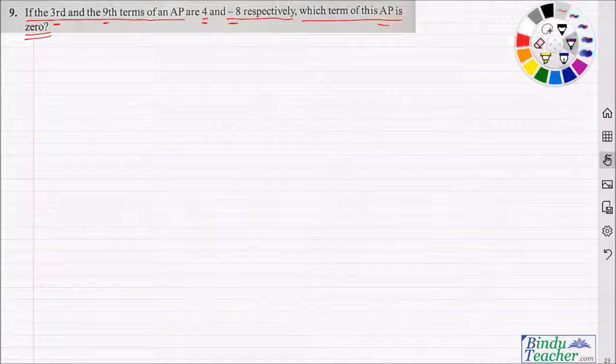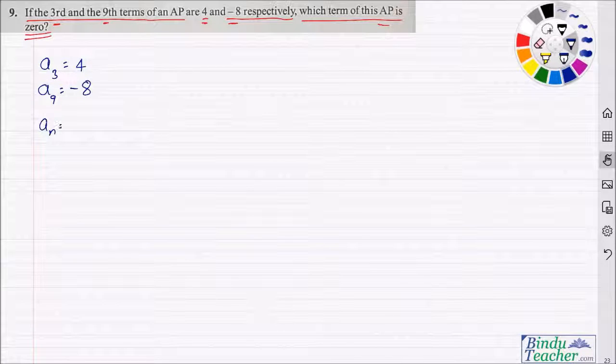Okay, now let's start by writing down what we can understand from this question. So we have the third term. The third term can be represented as a of 3. The value of a of 3 is given as 4. Similarly, the value of the ninth term, a of 9, is given as minus 8. Now, we also know that some term, the value of some term n is 0. So in that case, we have to find out what is n. Okay, so let's see how we can solve this question.